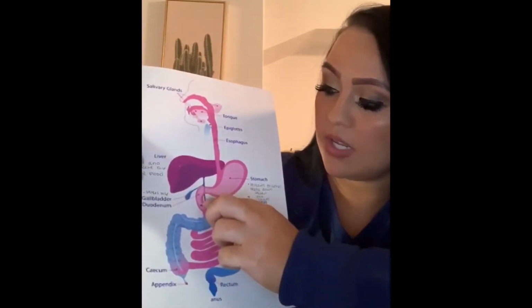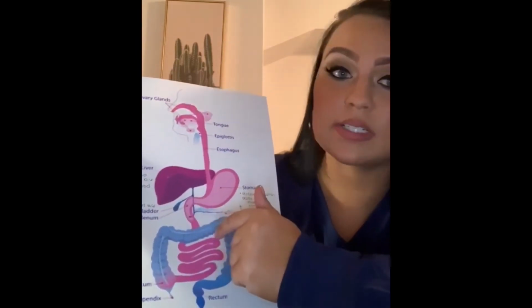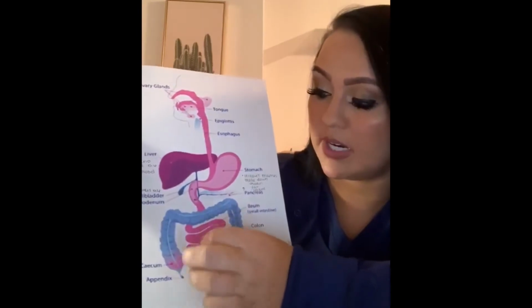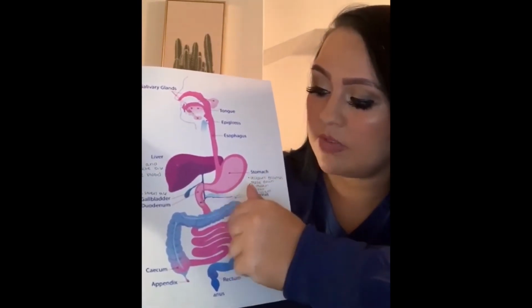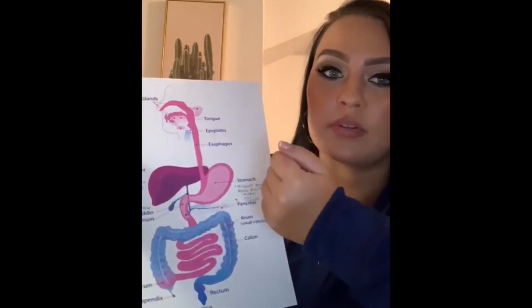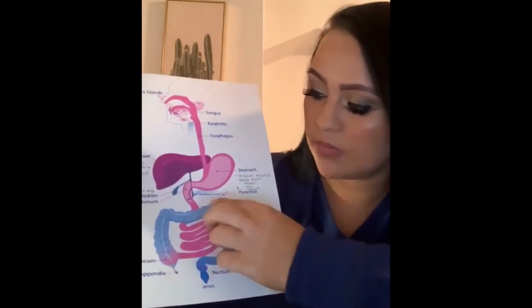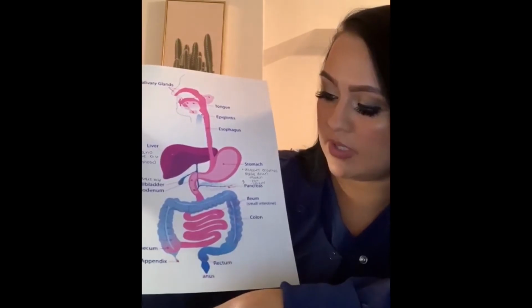So as the food is broken down in our stomach and ready to move into our small intestines, there's another sphincter here that allows the food to move through, but it doesn't allow it to go back up into our stomach. So the food moves down into our small intestines, which are about 20 feet long.